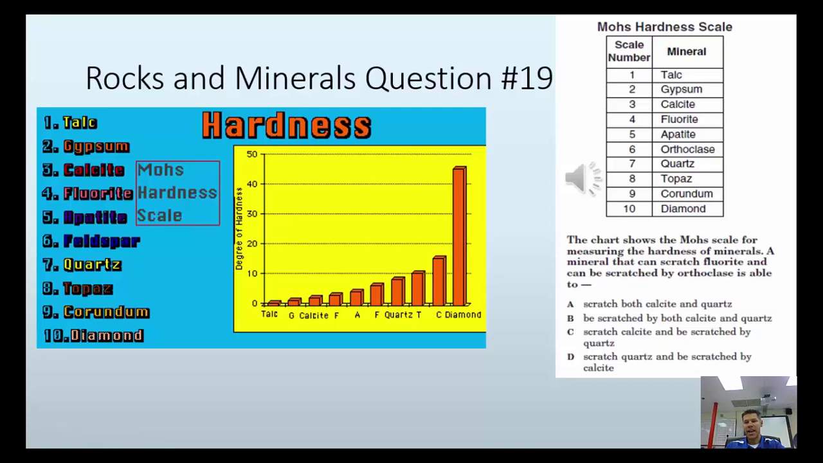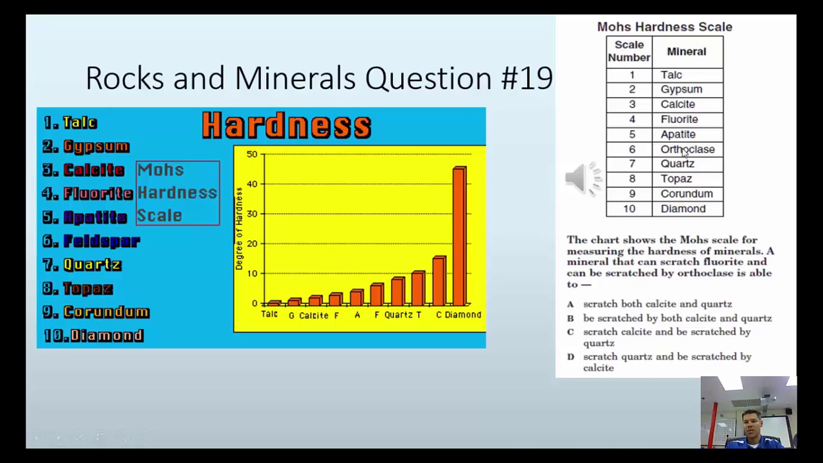Alright, so orthoclase is a 6. Right here, there's orthoclase. What can be scratched by orthoclase? Well, all the ones above it: 1, 2, 3, 4, and 5. So, if you look at this one more time, a mineral that can scratch fluorite has got to be one of these down here, but be scratched by orthoclase, which has got to be one of the ones up here. There's only one that's a possibility. 5, apatite.